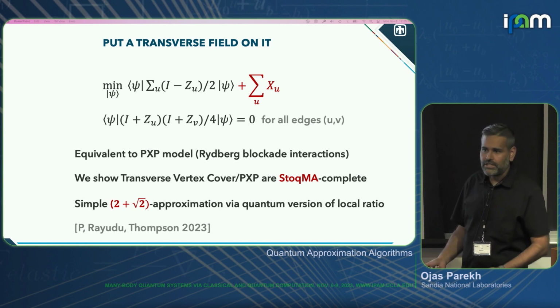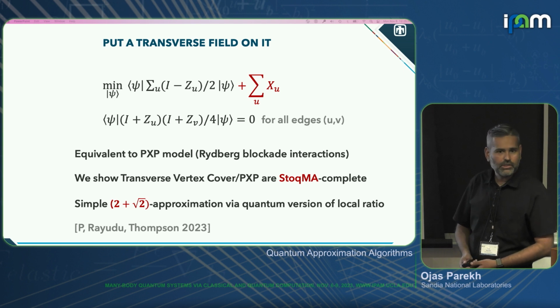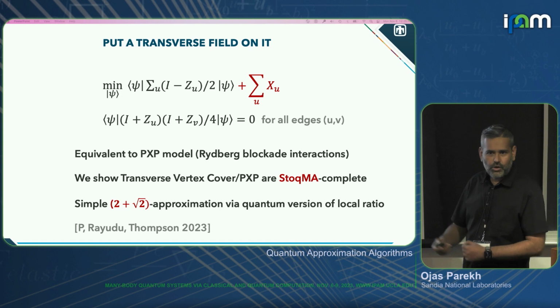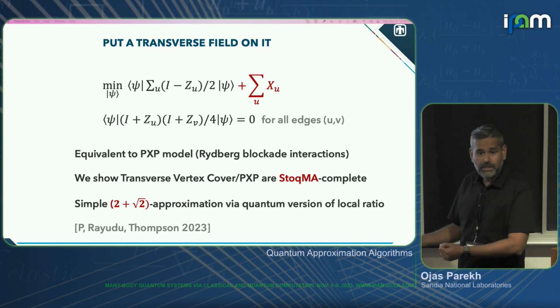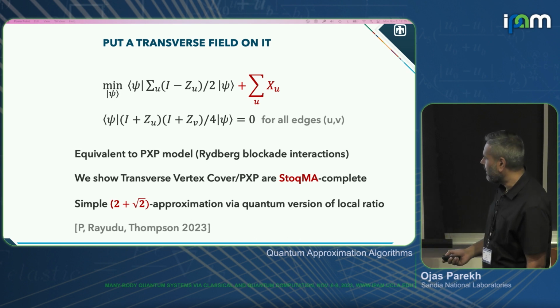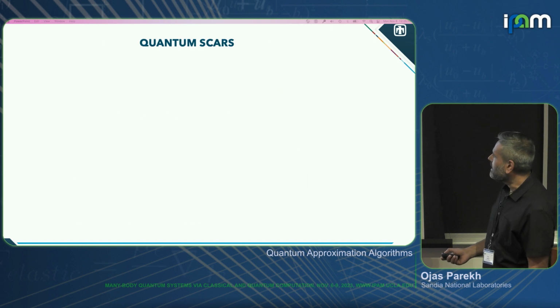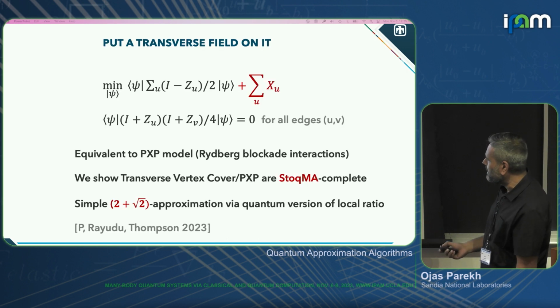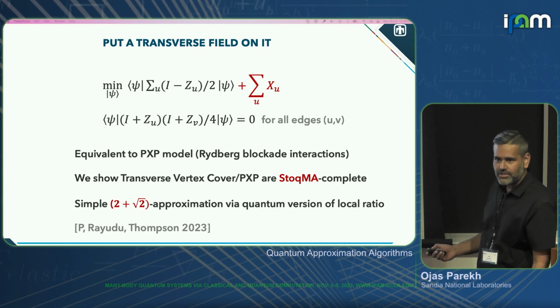And so the question is, I wonder if we can do this for more Hamiltonians. Can we use these classical algorithms as inspiration for new kinds of quantum algorithms that still end up being pretty simple? And then the last thing I'll say is that this PXP model is related to quantum scars.